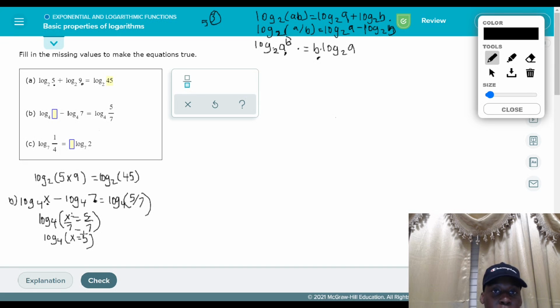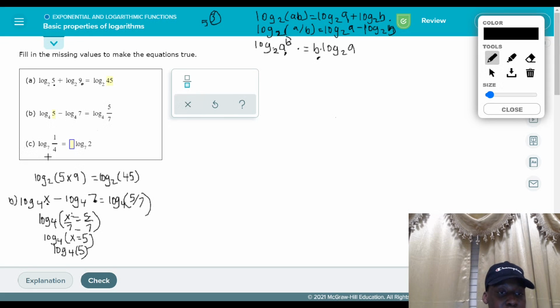It makes common sense, because this is basically saying x divided by 7 equals 5 divided by 7. So for this part of the equation to be equal to this part, we have to make x equal 5, and x is what we're looking for. So this is log 4 base 5. Let me put that down. This is 5. Now let me look at the next question.